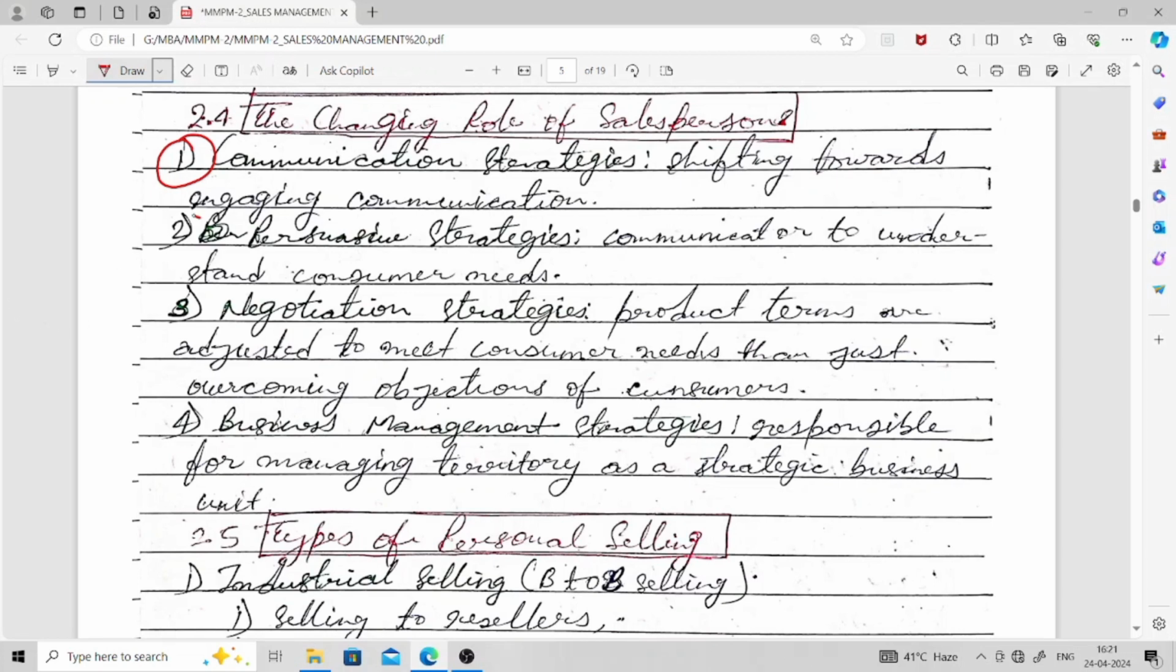Second is the persuasive strategy, where the communicator communicates to understand consumer needs. So that's the persuasive strategy. Here the salesperson not only acts as a communicator, but also understands the consumer needs. So the situation here is changing.